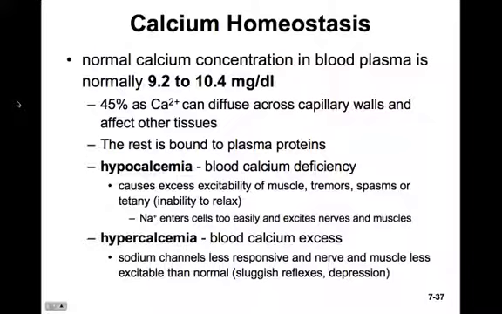When the blood calcium is too high, we'll see that the sodium channels are much less responsive and nerves and muscles are much less excitable than normal. People will be sluggish and depressed. That's the condition of hypercalcemia. Hyper, a lot, calcium, emia in the blood.